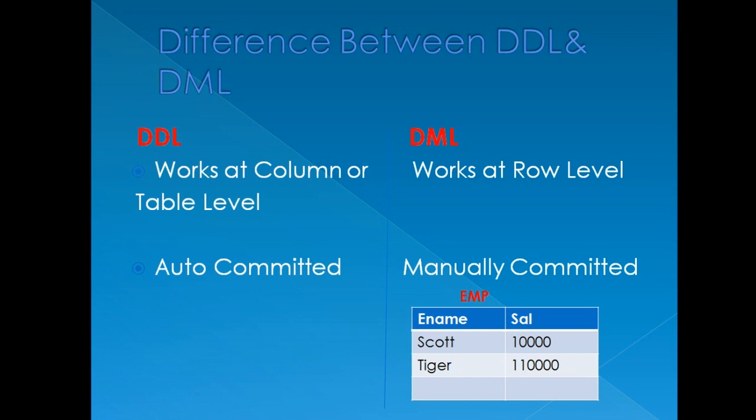My question is why? I have not saved the folder. I have not saved the file. I have not even saved the data. But why are the folder and file there but the data is not there? It's because your data is manually committed, whereas your files and folders are auto committed. Means they are auto saved, whereas for your data, you have to manually save it. So guys, that's a very important difference between DDL and DML.